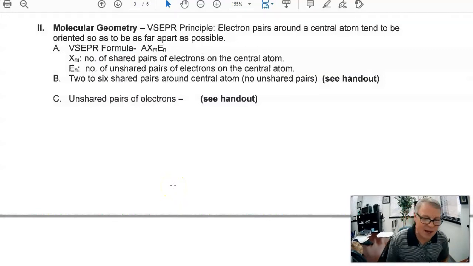All right? So how do I do this? Well, what we do is we have something called the VSEPR principle. Okay? VSEPR. What that stands for is valence shell electron pair repulsion. All right? And essentially this is what it says. Electron pairs around the central atom tend to be oriented so as to be as far away from each other as possible. Okay, so it's kind of common sense if you think about it.